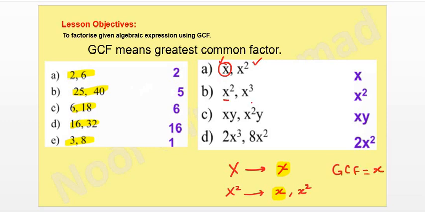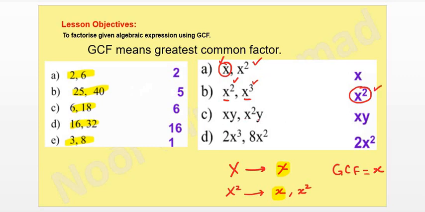Now here, x squared and x cubed, so remember there's a very short trick to remember what will be the GCF for such terms. Look at this: here the power of x is 2 and here the power of x is 3. So the one that will be the GCF will have the lower power. So x to the power 2 will be the GCF.